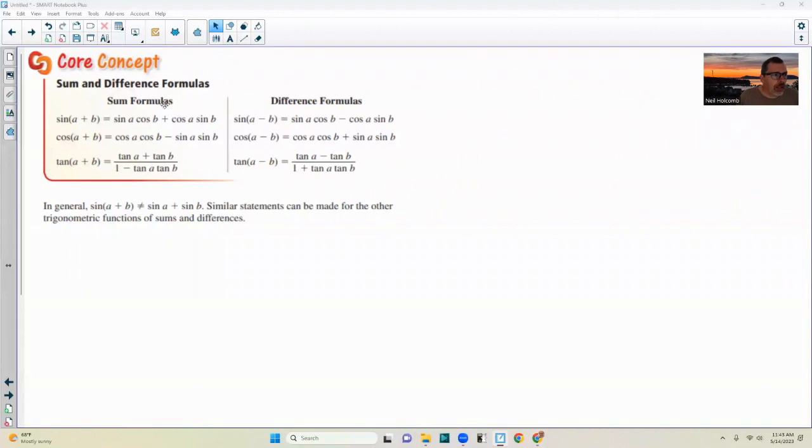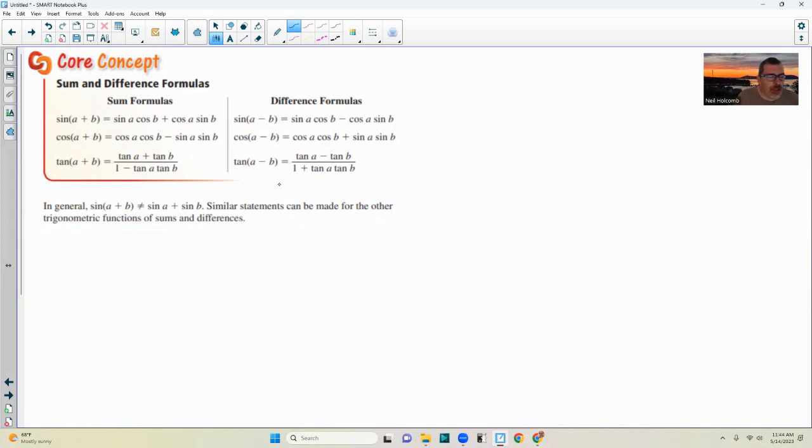Okay, so core concept first, sum and difference formulas, sum formulas. The sine of A plus B, two different angles, equals the sine of A times the cosine of B plus the cosine of A times the sine of B. And cosine of A plus B is cosine of A cosine B minus sine A times sine B. And the tangent of A plus B equals the tangent of A plus the tangent of B divided by 1 minus the tangent of A times the tangent of B.